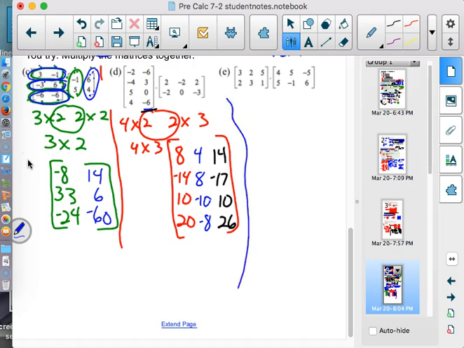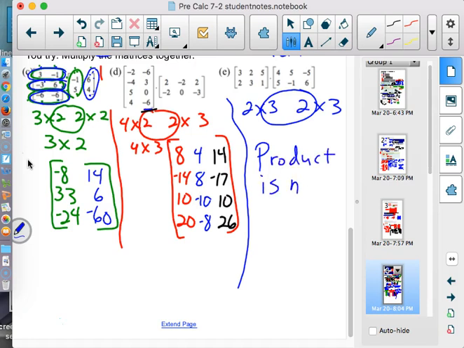All right, let's go to E. We have a 2 by 3 and we have a 2 by 3. Hey, they're the same size. Well, that would be absolutely great if we were adding and subtracting, but we're not adding and subtracting, we're multiplying. And those don't match. The columns of the first don't match the rows of the second. So that means the product is not defined, and that's what we would write down. The product is not defined. We can't do it.